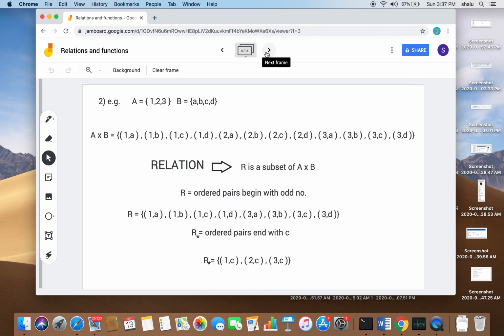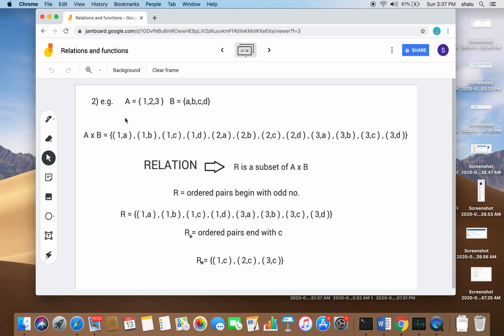Let's take one more example. Example number 2. We have two sets A, B. In set A we have 3 elements, 1, 2, 3. In set B we have 4 elements, a, b, c, d. Here also, all 3 elements of set A can be paired up with all 4 elements here. Like 1 can be paired up with a, b, c, d. Write them in pairs like this: 1a, 1b, 1c, 1d.